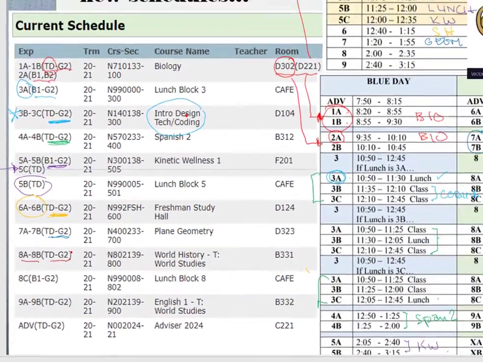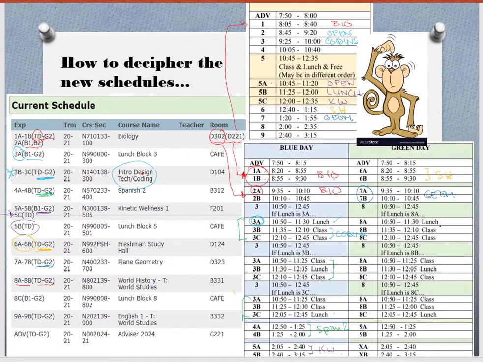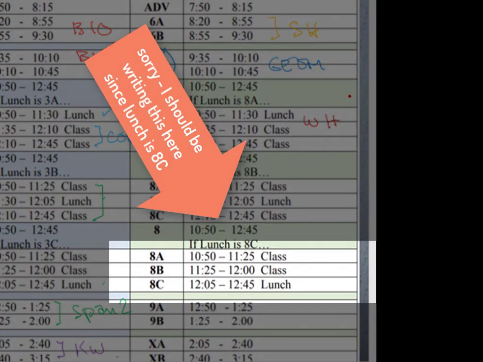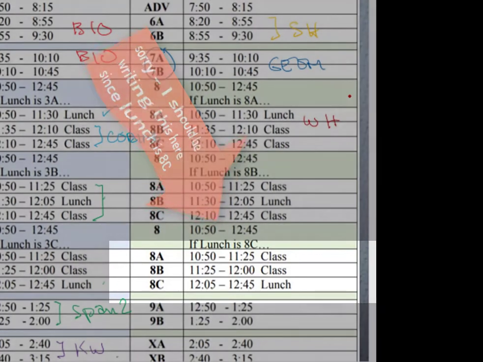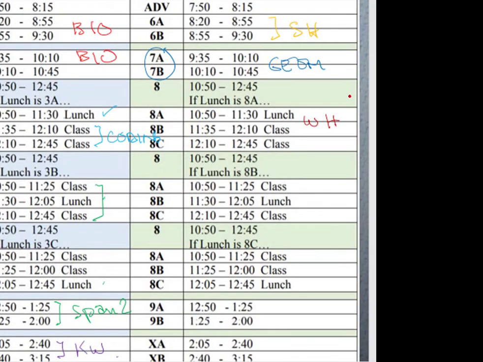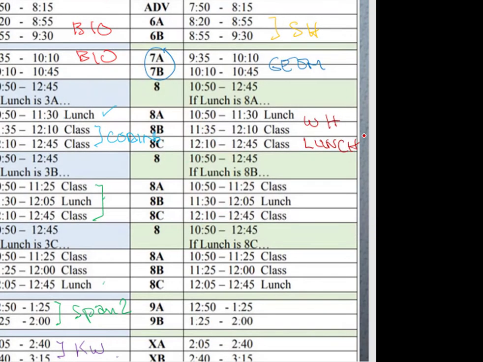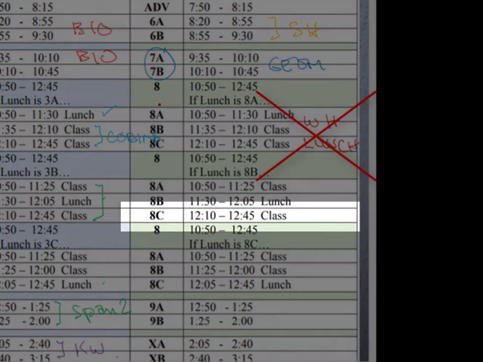World history is where you'll be, and you're in team taught world history, so you're combined with English. But for that particular period, period 8, for A and B, you will be in world history. On the green days, this is where your lunch period is. So your lunch period will be 8C, right here, lunch. Okay, so on green days, you'll eat lunch during 8C.